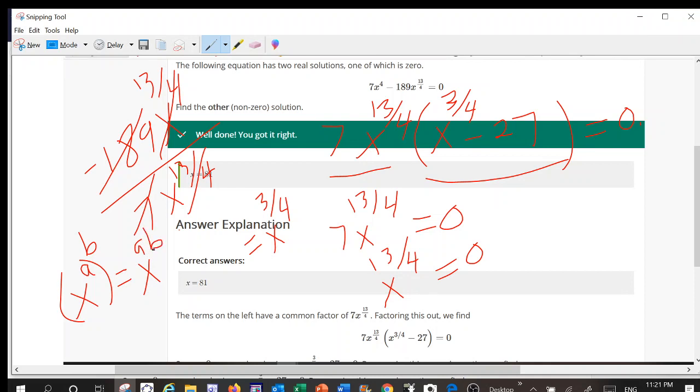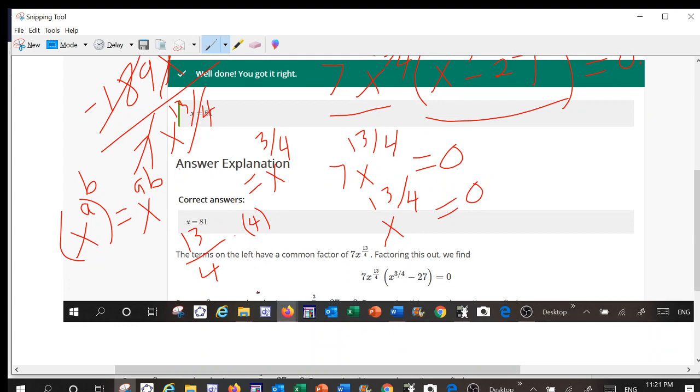So now, here one of the powers is a fraction. So what do I raise it to get rid of this denominator? That means 13 over 4 times what gets rid of the denominator? Well, that would be 4. So I need to raise both sides to the 4th power. I take this side and I take this side and raise them to the 4th power.